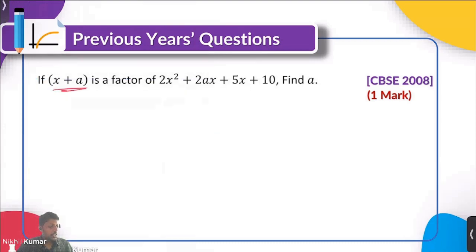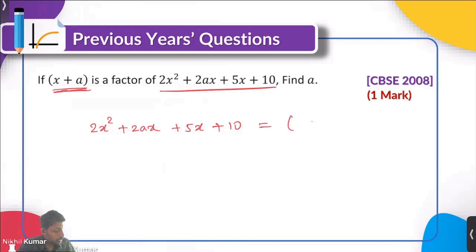This is a factor of this polynomial. That means this polynomial can be represented like this, yes or no? Think. If this is a factor, then it must be something like x plus a multiplied by something else. X plus a times something, I don't know, let it be. If this is a factor of this polynomial, can I represent this polynomial in this format? Yes or no? We can definitely.